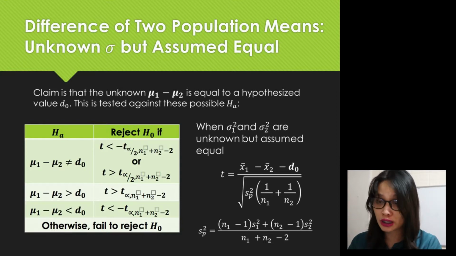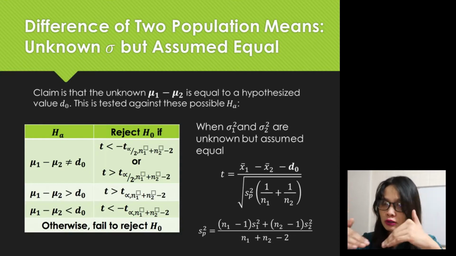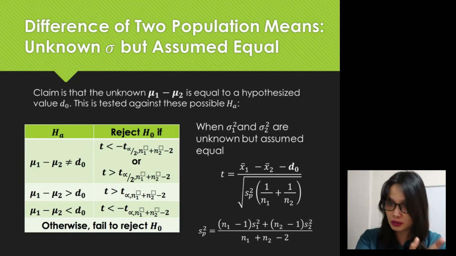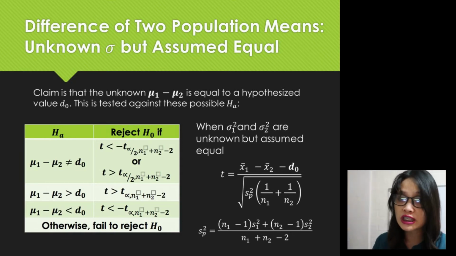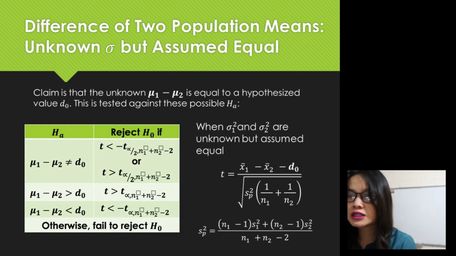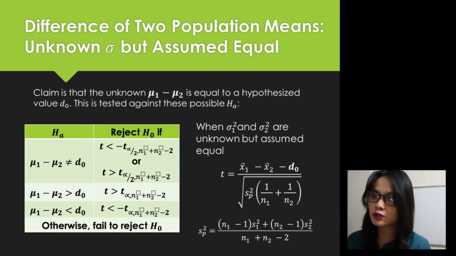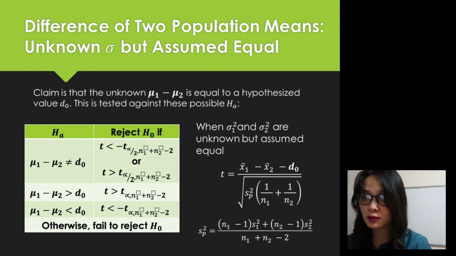So take note of that one. If your sample size is higher than or equal to 30, we will be using z-value. But if your sample size is lower than 30, obviously, we will be using t-value. Okay? So the claim is that the unknown mu sub 1 minus mu sub 2 is equal to a hypothesized value, D sub O. This is tested against this possible HA.